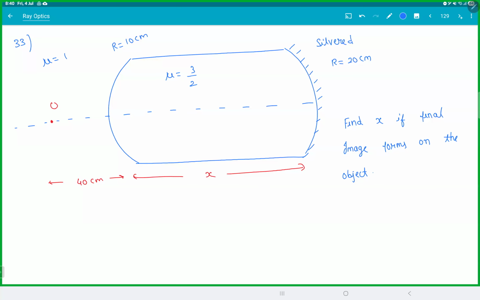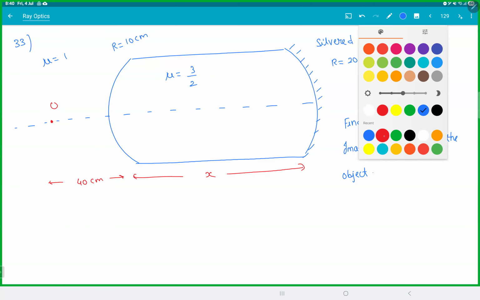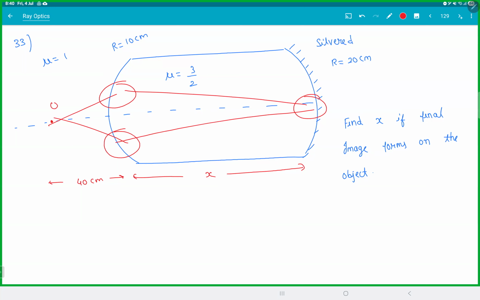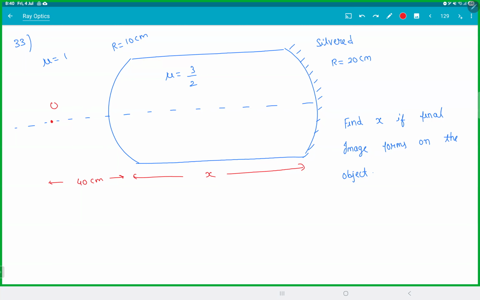Remember how many phenomena are happening here? Refraction on curved surface, reflection, refraction on curved surface, then image. 3 things: refraction, reflection, refraction. But whenever you hear these questions, find x if the image forms on the object, these questions actually become easy to solve. Think. Let's see how you will do this. I'll give you 2 minutes.